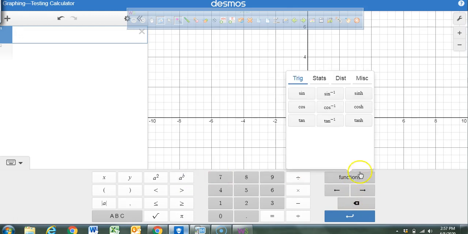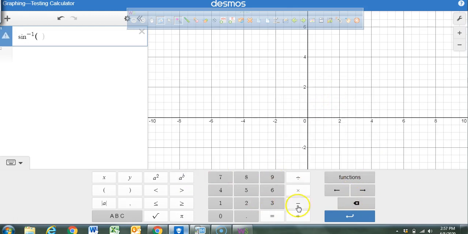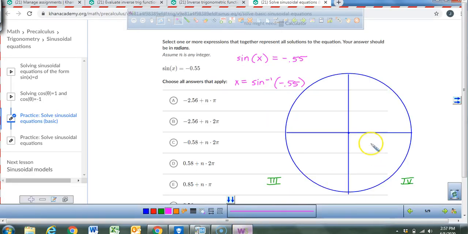So I'm going to clear that out, go to my functions, hit inverse of sine, negative 0.55. So basically I'm at negative 33.36 degrees. It'll help me draw my unit circle. So negative 33 degrees is going to put me right about here. My other triangle will look very similar, just in quadrant number 3.